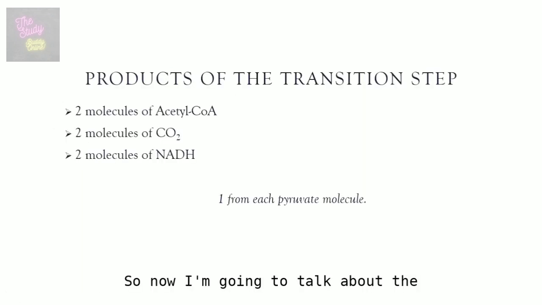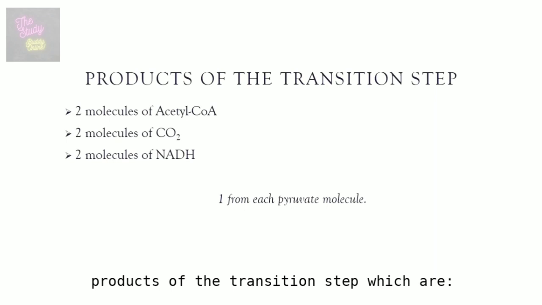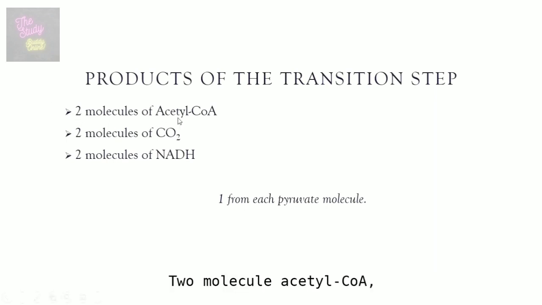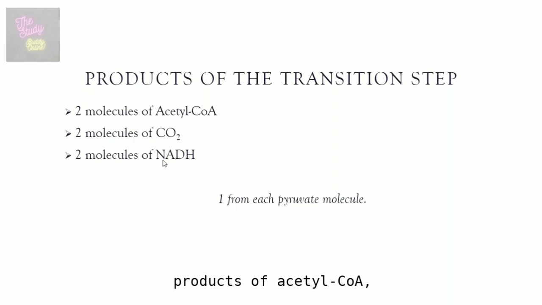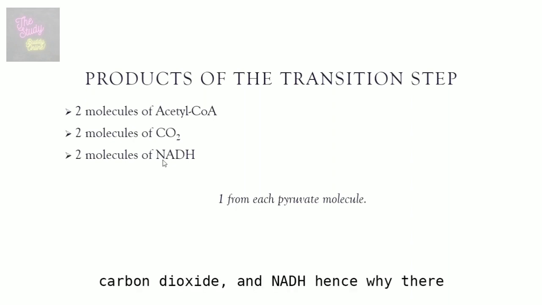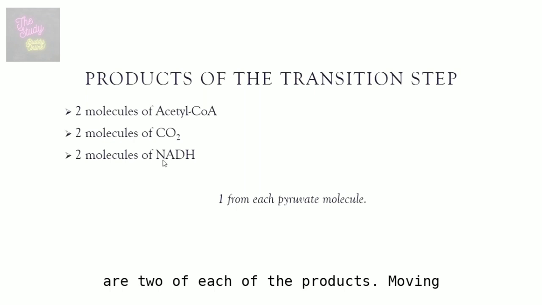So now I'm going to talk about the products of the transition step, which are 2 molecules of acetyl-CoA, 2 molecules of carbon dioxide, 2 molecules of NADH. Also remember that there are 2 pyruvate molecules produced at the end of glycolysis, so each of them will be converted to the products of acetyl-CoA, carbon dioxide, and NADH, hence why there are 2 of each of the products.